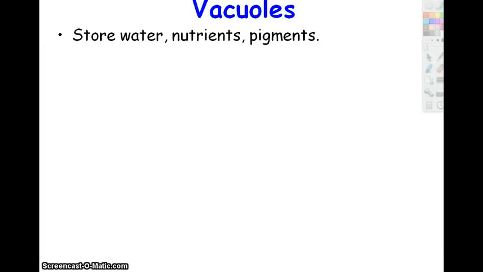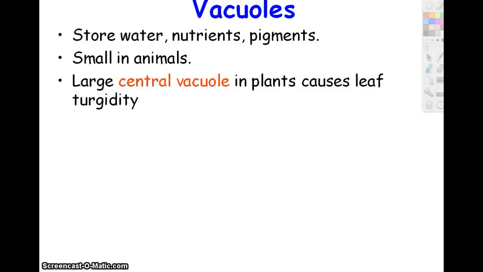Okay, vacuoles. Vacuoles are basically for storage. In general, vacuoles store things. In animals, there are small vacuoles. They're actually much more important in plants. In plants, the vacuole has a very important job. It stores water, and it's what makes the leaves stiff.